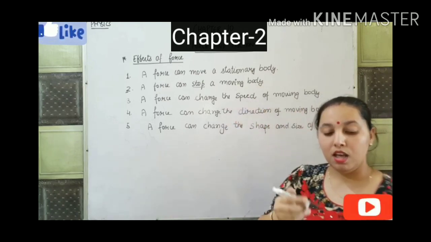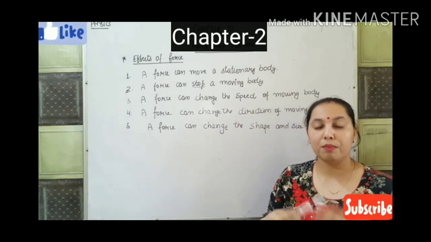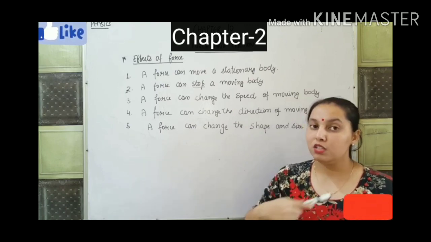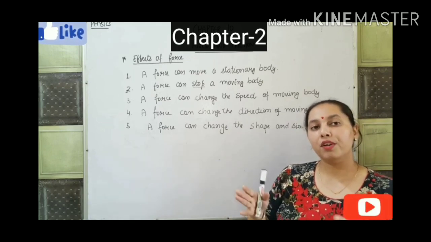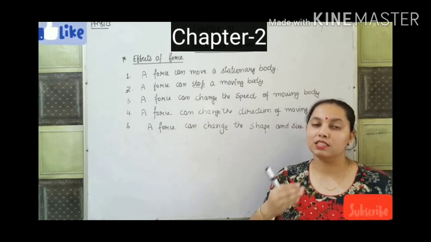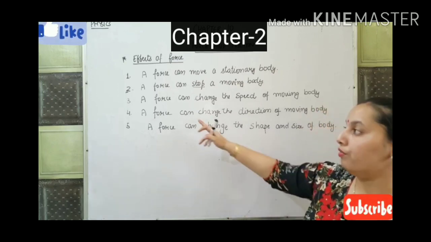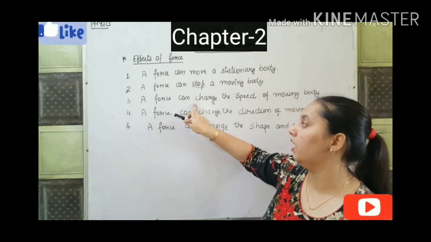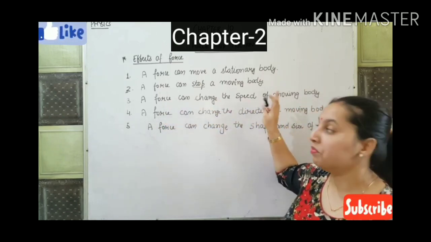For example, take the bicycle again. When you pedal faster, you will move faster, which means the speed is increasing. And when you start applying brakes, the speed of the bicycle slows down. What has force done? I applied the brakes on it, and force has changed the speed of the moving body.